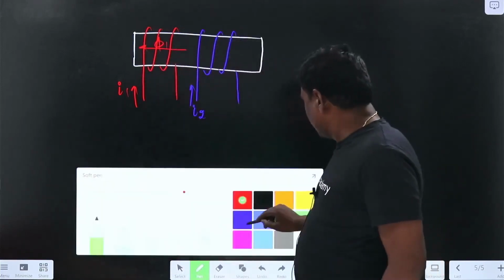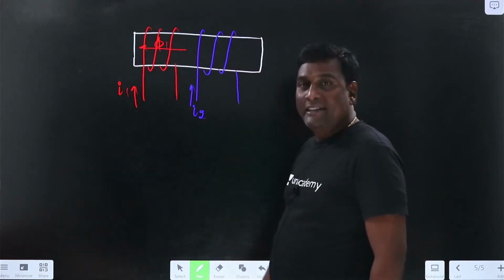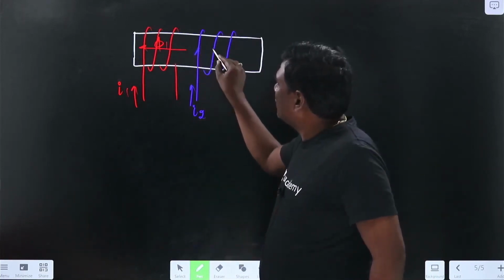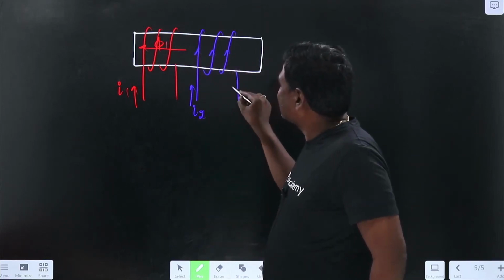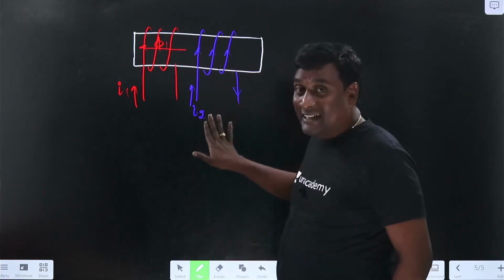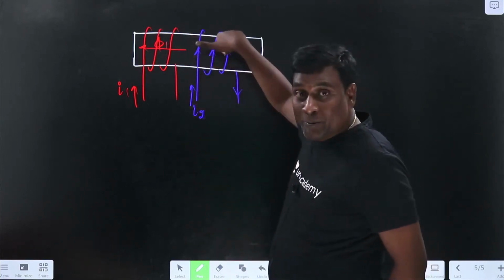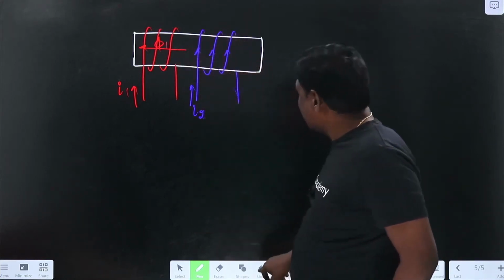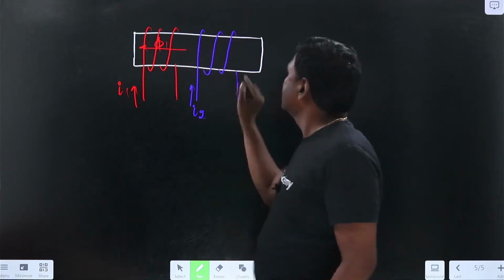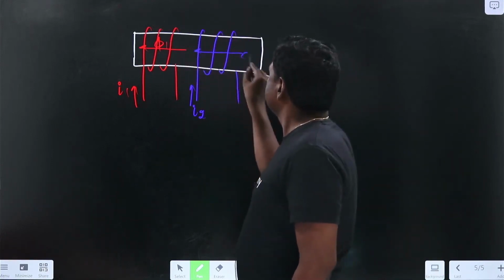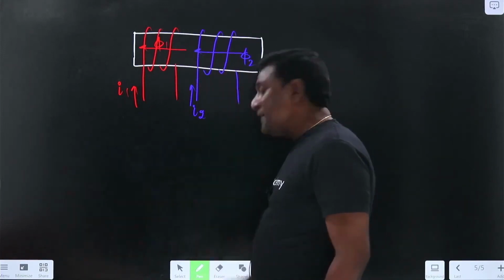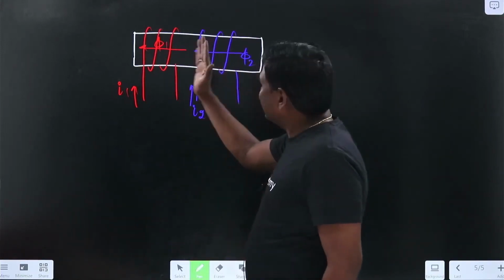Now if I think of the second coil, when current I2 is entering, again my currents are going to be in the same sense of the winding. In my second coil also the sense of the winding is the same and current directions are the same. So my flux is going to be in the same direction as pi 1. So this is pi 2.